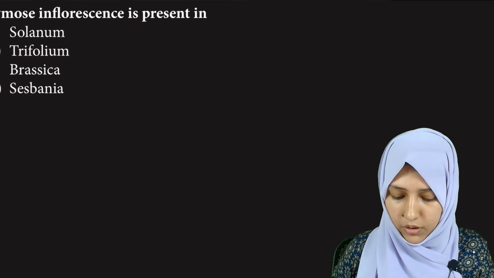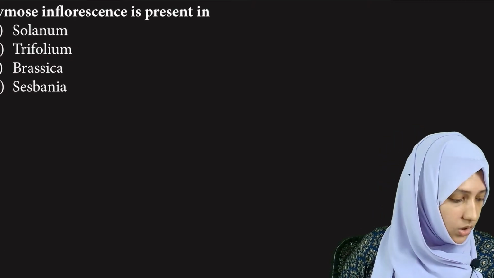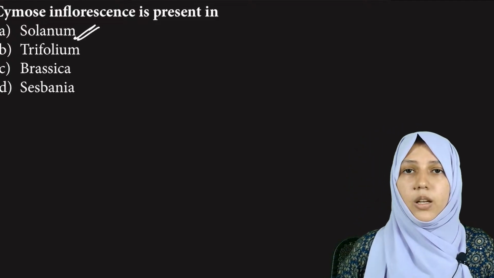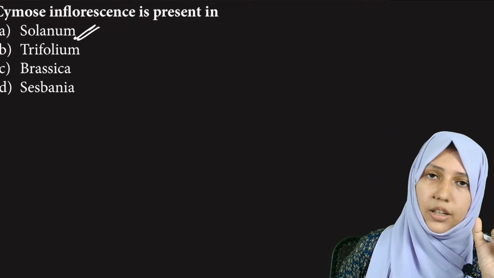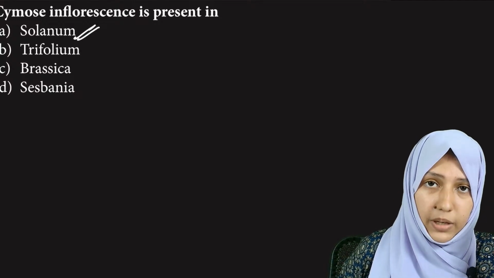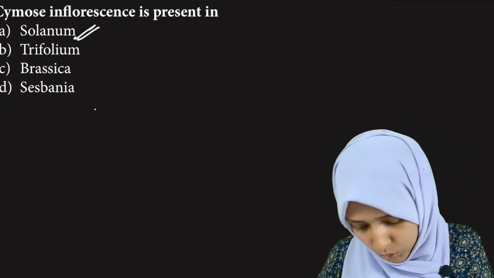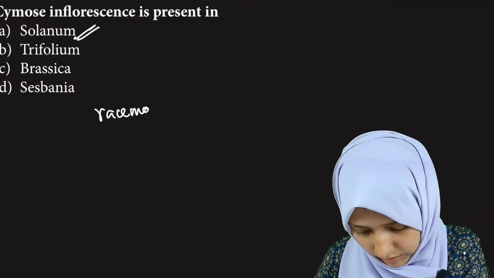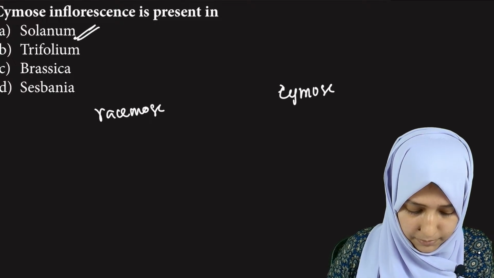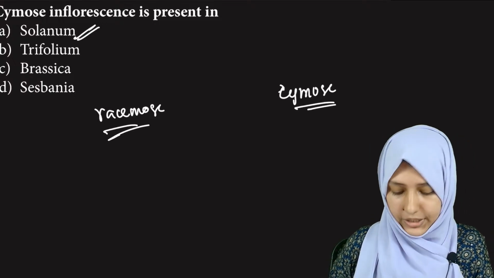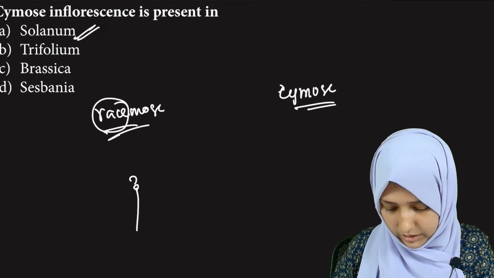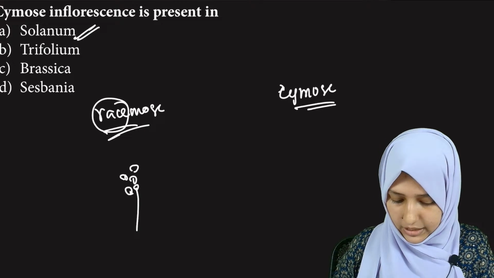And cymose inflorescence is present in family Solanaceae, because in the characteristics of Solanum we have studied they are having cymose inflorescence. So what do you mean by cymose inflorescence? There are 2 types of inflorescence, racemose and cymose. Racemose means race. They are in a continuous race, which means the floral axis is continuously growing.